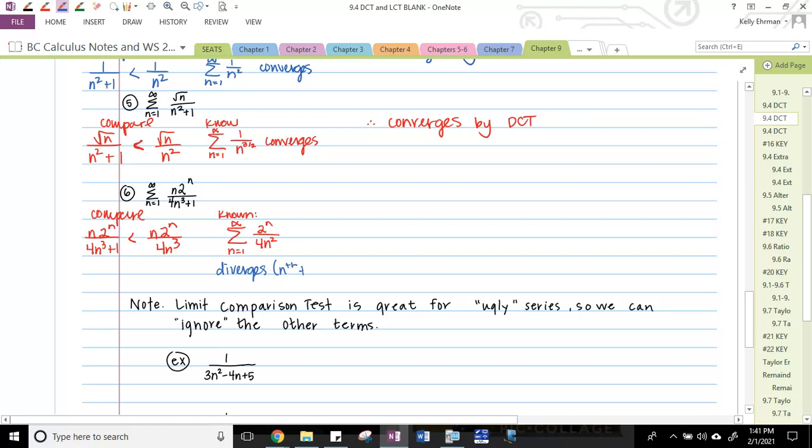I'm just going to write nth term here. Unfortunately, the bigger series diverges. That doesn't tell me about the smaller series. So I switch over to limit comparison test. The limit as n approaches infinity of my unknown divided by my known. Maybe we could say this, times the reciprocal of my known.